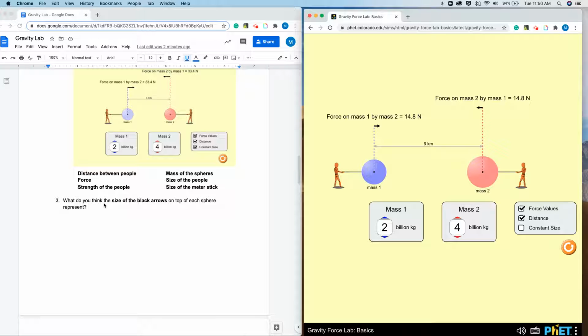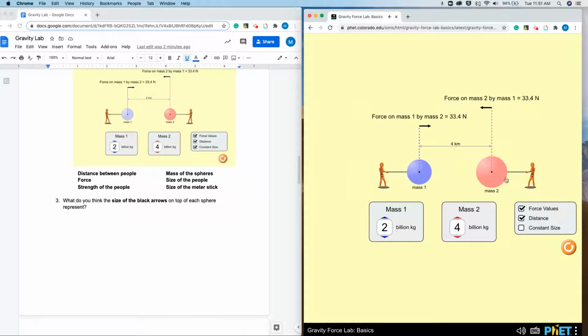The next thing you're going to do is the third question: what do you think the size of the black arrows on top of the spheres represent? So these arrows right here, what do you think they represent? And remember, this is a force of gravity lab. So keeping that in mind, what do you think these arrows represent?